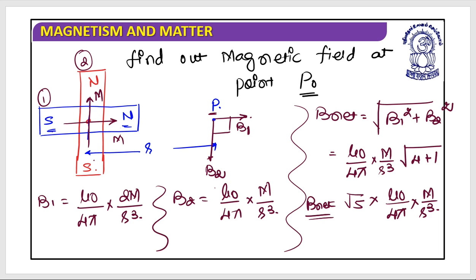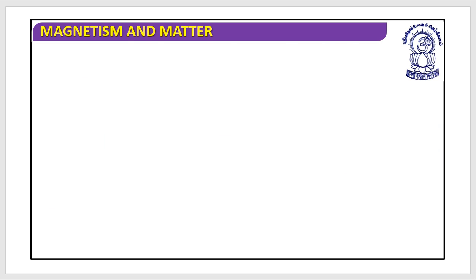This is B net. That's it, you did it. Great job. Is it clear? So can you do this? Are you sure? Can it be done? Great. Let's work on the next question.